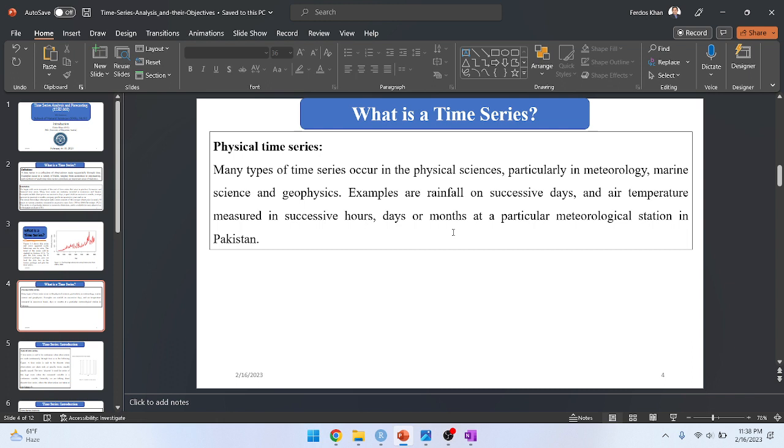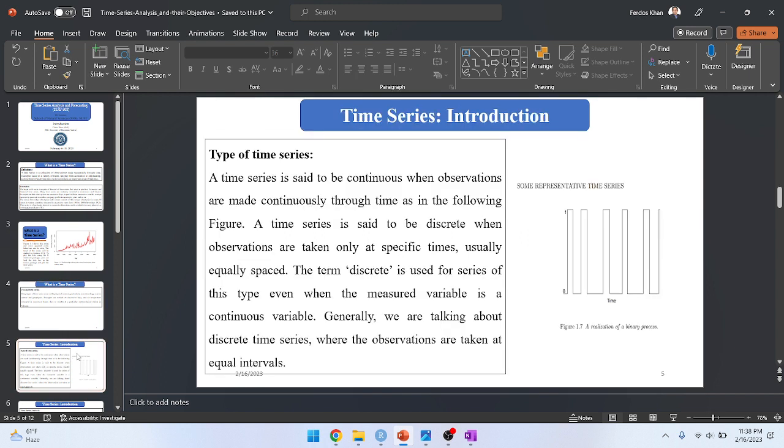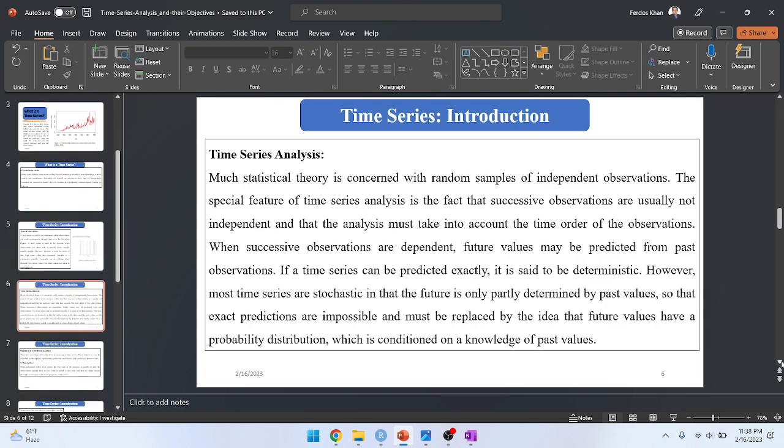Russia, Europe, anywhere in the world. So that is your time series for that variable. And now, types of time series. Let's see what the types of time series are.